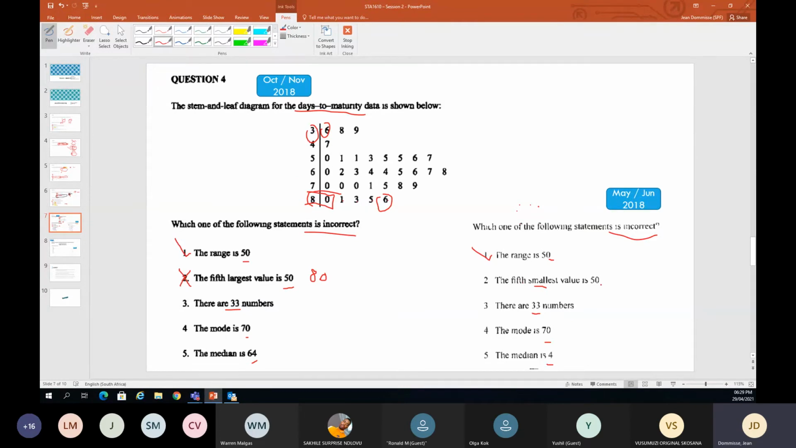The fifth smallest value is 50. 1, 2, 3, 4, 5. Okay, so the fifth smallest is 50.